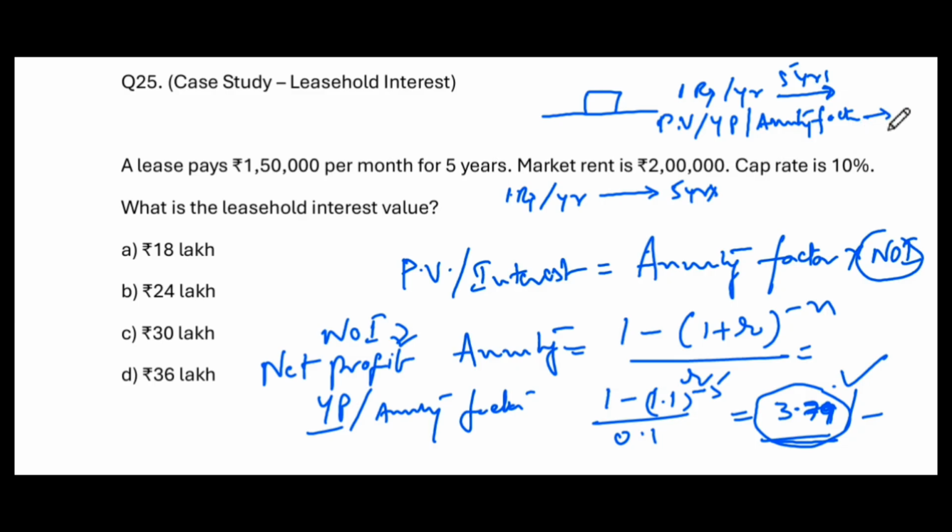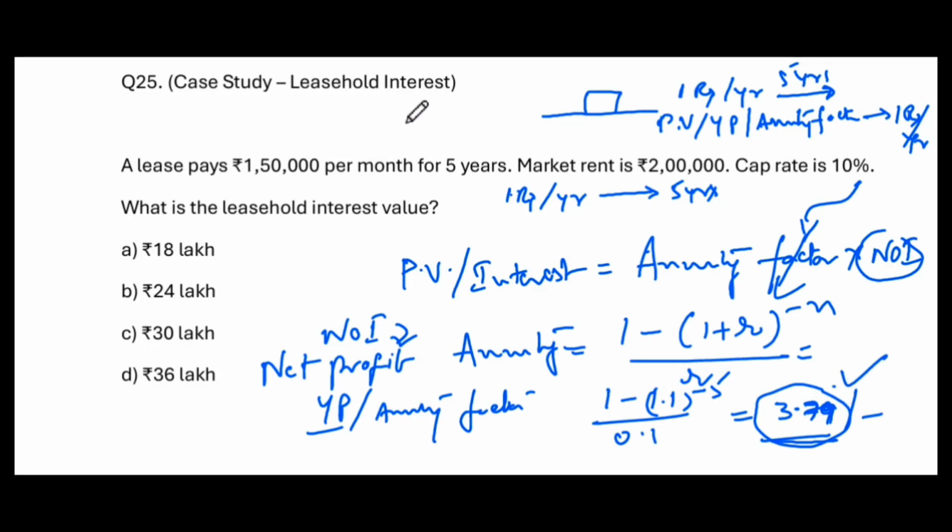For getting 1 rupee every year, this is the formula. Annuity factor is equal to 1 minus (1 plus r) whole power minus n, by r. After calculating this, we got 3.79 rupees. What is this 3.79 rupees? This is the value of the lessee's interest.